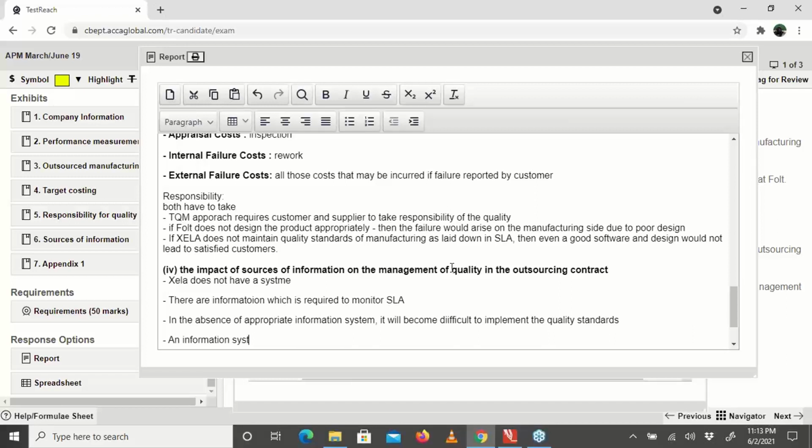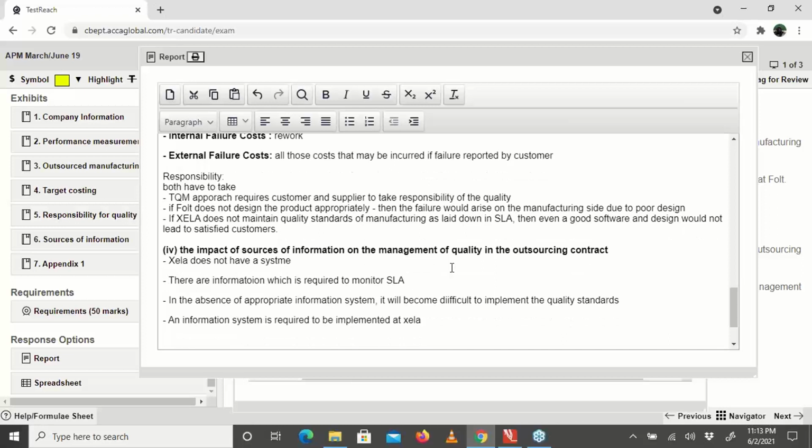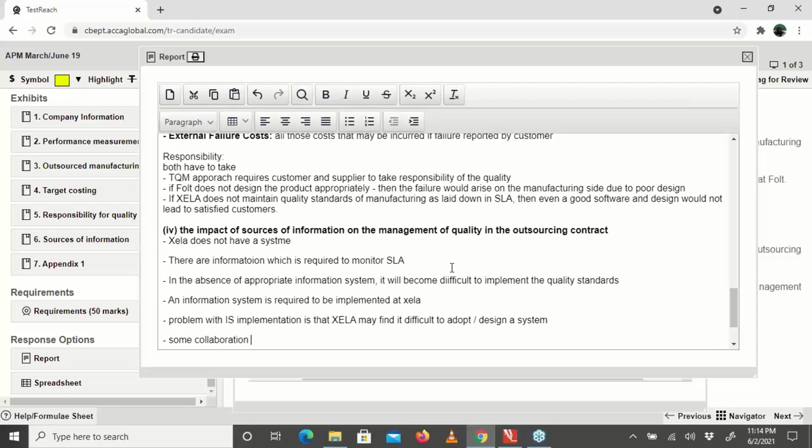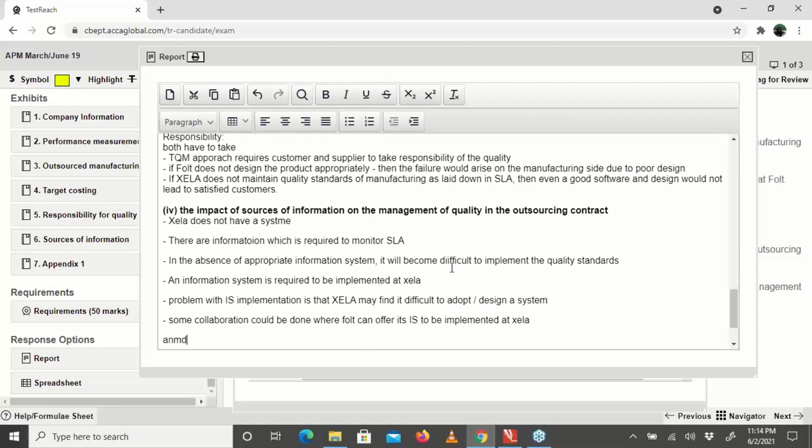An information system is required to be implemented at Zela. The problem with information system implementation is that Zela may find it difficult to adopt or design a system. Some collaboration could be done where the firm can offer its information system to be implemented at Zela, and Zela can develop a similar or improved system for their own at a later stage as the contract progresses along.